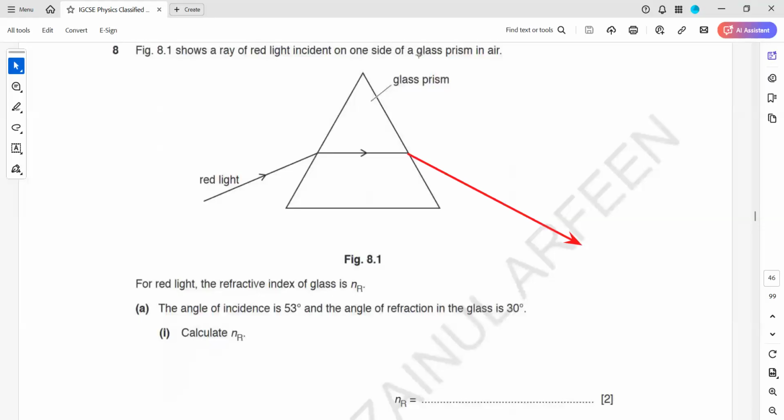Because when it travels from air to glass, it will bend towards the normal. How is this toward the normal? The normal is always perpendicular to the surface. So if we draw this, this is bent toward the normal, and this is bent away from the normal. So the angle will decrease and then the angle will increase.